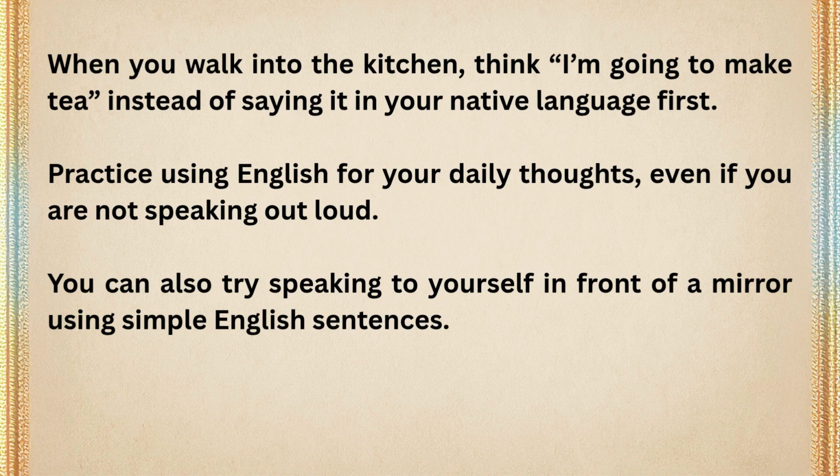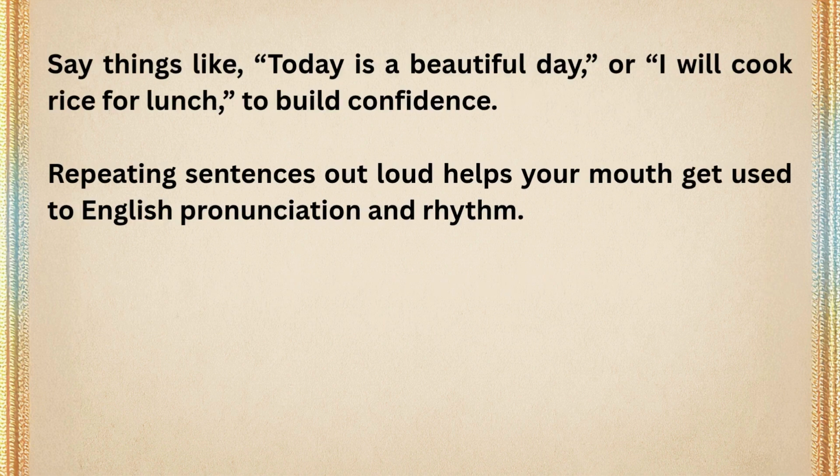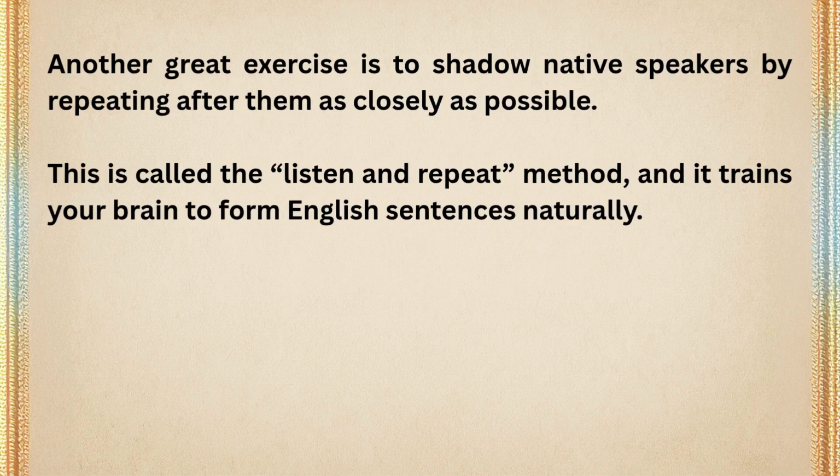You can also try speaking to yourself in front of a mirror using simple English sentences. Say things like, today is a beautiful day, or I will cook rice for lunch, to build confidence. Repeating sentences out loud helps your mouth get used to English pronunciation and rhythm. Another great exercise is to shadow native speakers by repeating after them as closely as possible. This is called the listen and repeat method, and it trains your brain to form English sentences naturally.